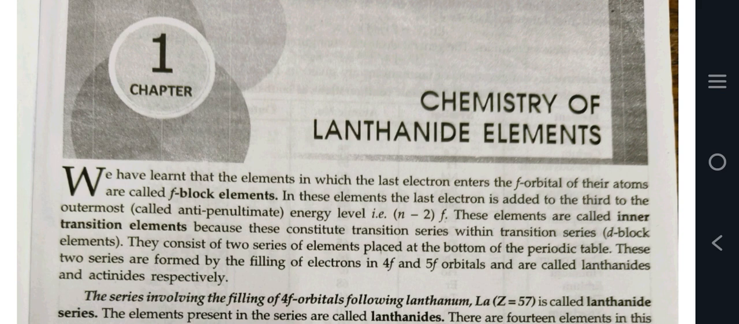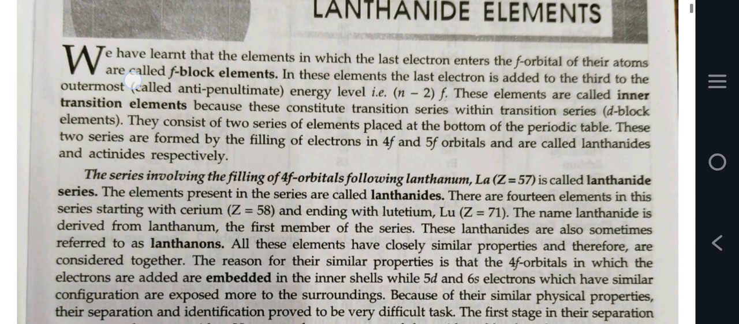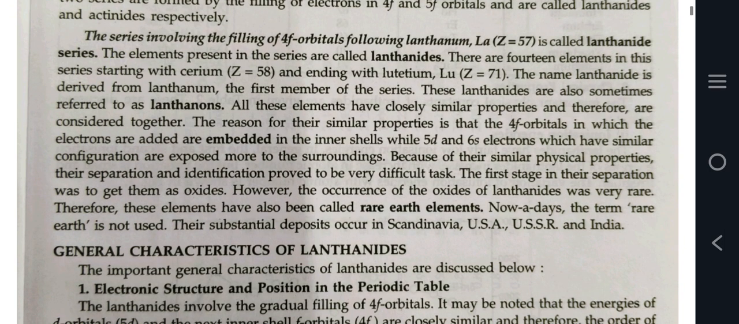They consist of two series of elements placed at the bottom of the periodic table. These two series are formed by filling of electrons in 4f and 5f orbitals and are called lanthanides and actinides respectively. The series involving the filling of the 4f orbital following lanthanum, La, atomic number 57, is called the lanthanide series. The elements present in the series are called lanthanides.